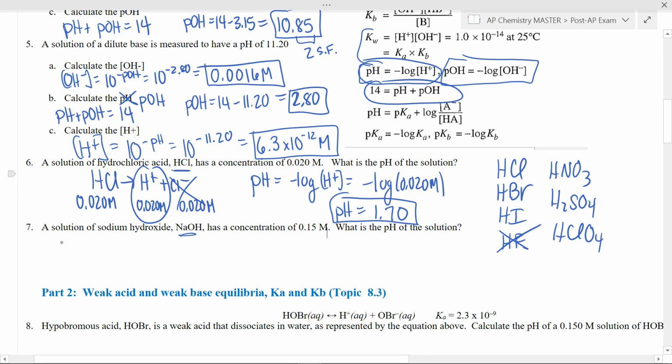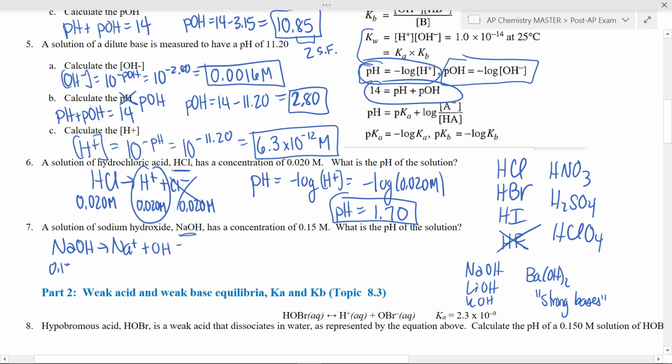So for a base, my strong bases are my alkali metal hydroxides, like NaOH, LiOH, and also some of the heavier alkaline earth metals. So basically my first 2 columns on the periodic table. These are what we consider our strong bases. They're all ionic compounds that contain hydroxide. So when they go in water, they're going to completely split apart into these ions. So if I've got 0.15 molar sodium hydroxide, really what I have in solution is 0.15 molar sodium ions and 0.15 molar hydroxide ions. The sodium ions do not impact my pH. It's just the hydroxide that does.